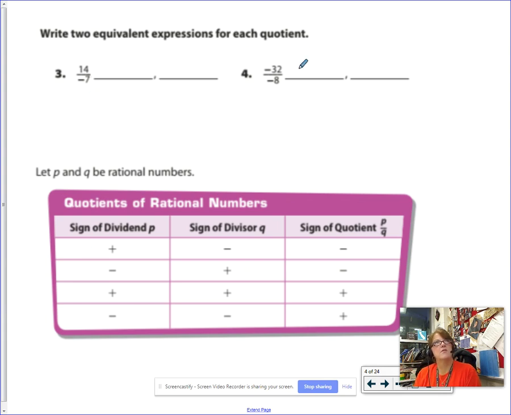I don't want you to do these. We'll do those next time. Here are the rules again. Remember, different signs, positive, negative, or negative, positive, you get a negative answer. Same signs, get a positive answer. And maybe it'll even help you to say something about different signs and same signs. Always 2 answers at a time.